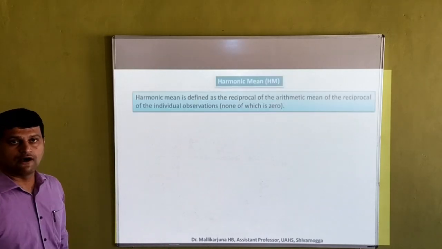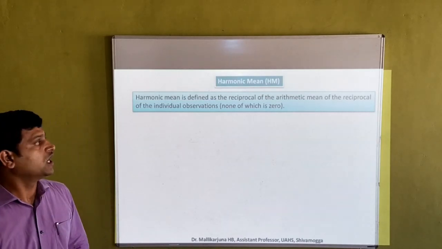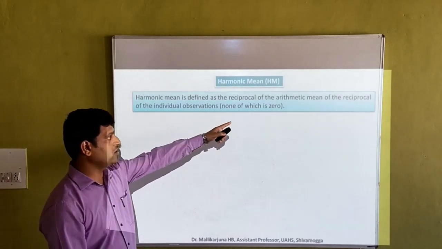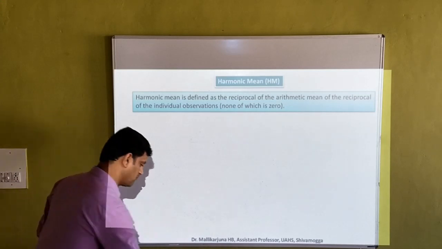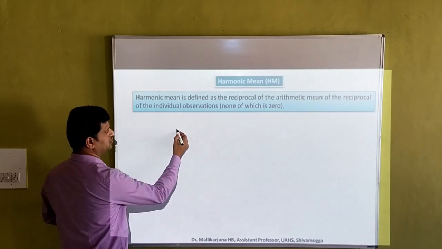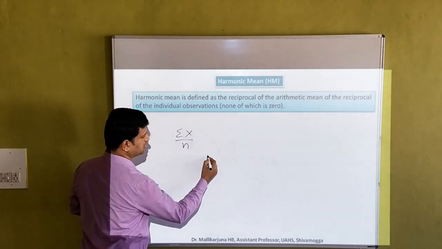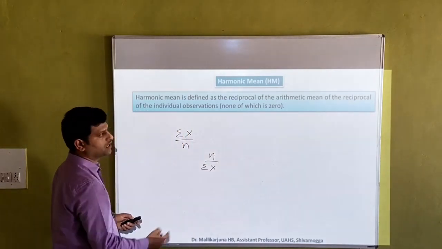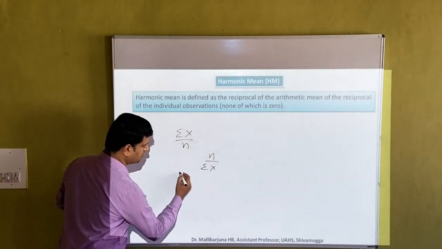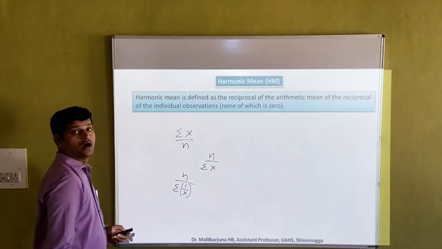Come to another average, harmonic mean, HM. Harmonic mean is defined as the reciprocal of the arithmetic mean of the reciprocals of the individual observations, none of which is 0. First, the summation of x gives the arithmetic mean. Its reciprocal means n by summation of x. Then, the reciprocal of the arithmetic mean of the reciprocals, once again the reciprocal, is n divided by summation of 1 by x. This is the harmonic mean.